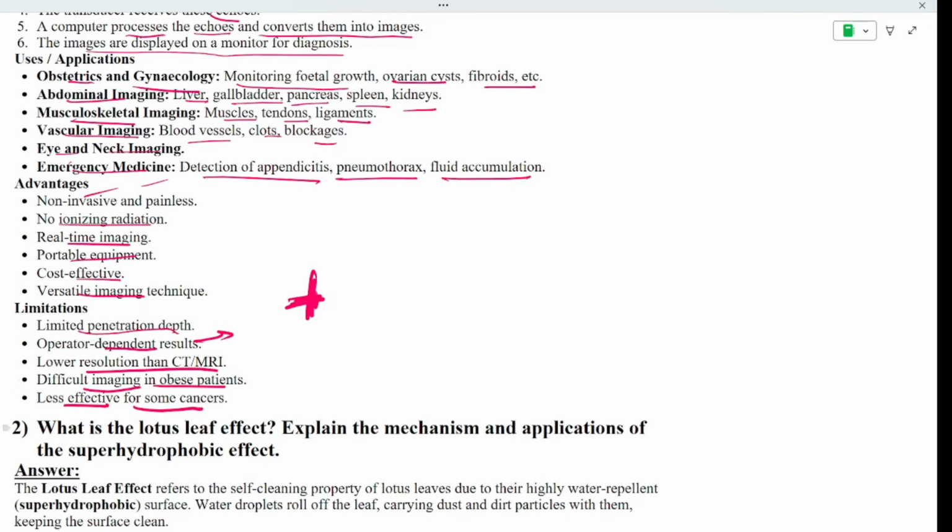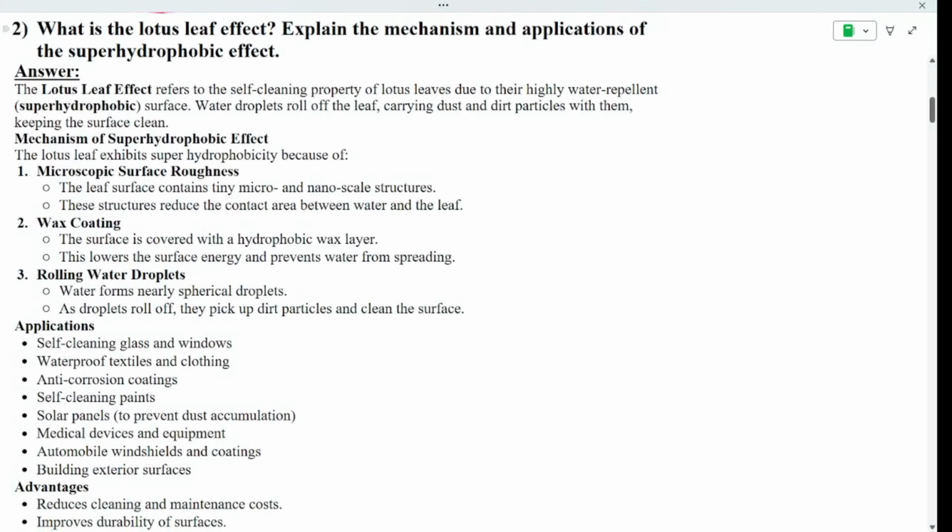That's all. Next, one of the important questions in this module is about the lotus leaf effect and the mechanism and applications of superhydrophobicity. The lotus leaf effect refers to the self-cleaning property of lotus leaves due to their highly water repellent, that is superhydrophobic, surface. The surface is hydrophobic, that is, water repellent.